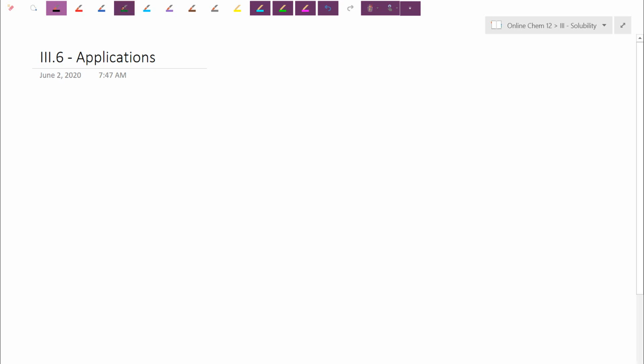Morning, everyone. So we are getting pretty close to the end of this chapter here. Hopefully you're a little bit more familiar with some of the terminology.